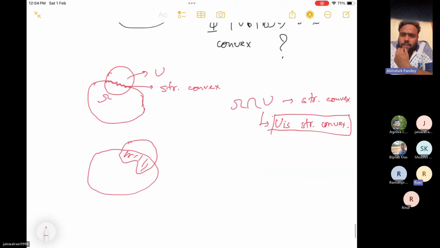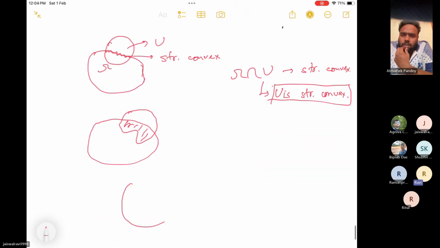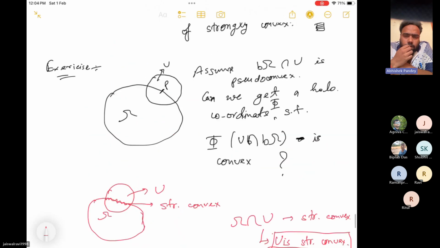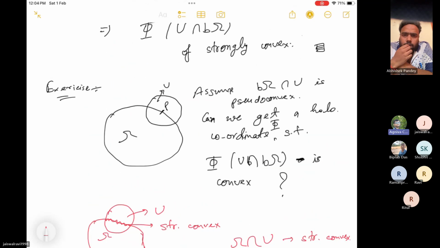Okay. So omega is here, a subset of C, and say in any domain in C, all the boundary points are pseudo-convex. That we saw earlier. Can you just go to that exercise? But Ravi, how does that example work for an annulus?